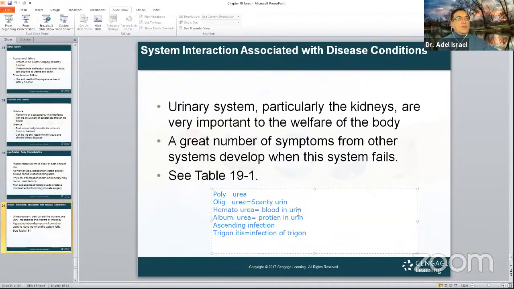Okay, and we need also to focus on this word. Glucosuria means sugar in urine, in case of diabetes, for example, diabetes mellitus. So all of these medical terms are of great importance. Glucosuria means sugar in urine. Polyuria means multiple urination, and the opposite is oliguria. Hematuria means blood in urine. Albuminuria means protein in urine.